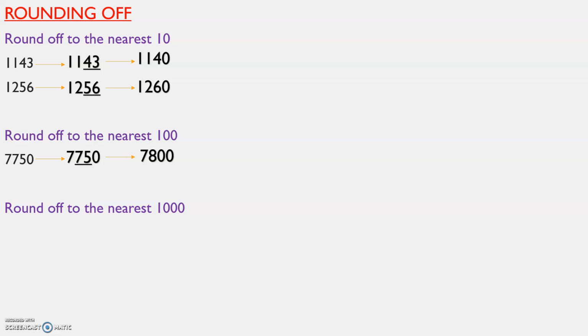Round off to the nearest 1000. 2364. So here, to round off to 1000, I'm going to round off the first two numbers. So the first two numbers are 23. As I told you, 23 is less than 5. So I'll round it off to the previous tens. So 23 will become 20. And at the end, there are two numbers. So in those two numbers, I'll take 0, 0. So it will become 2000.